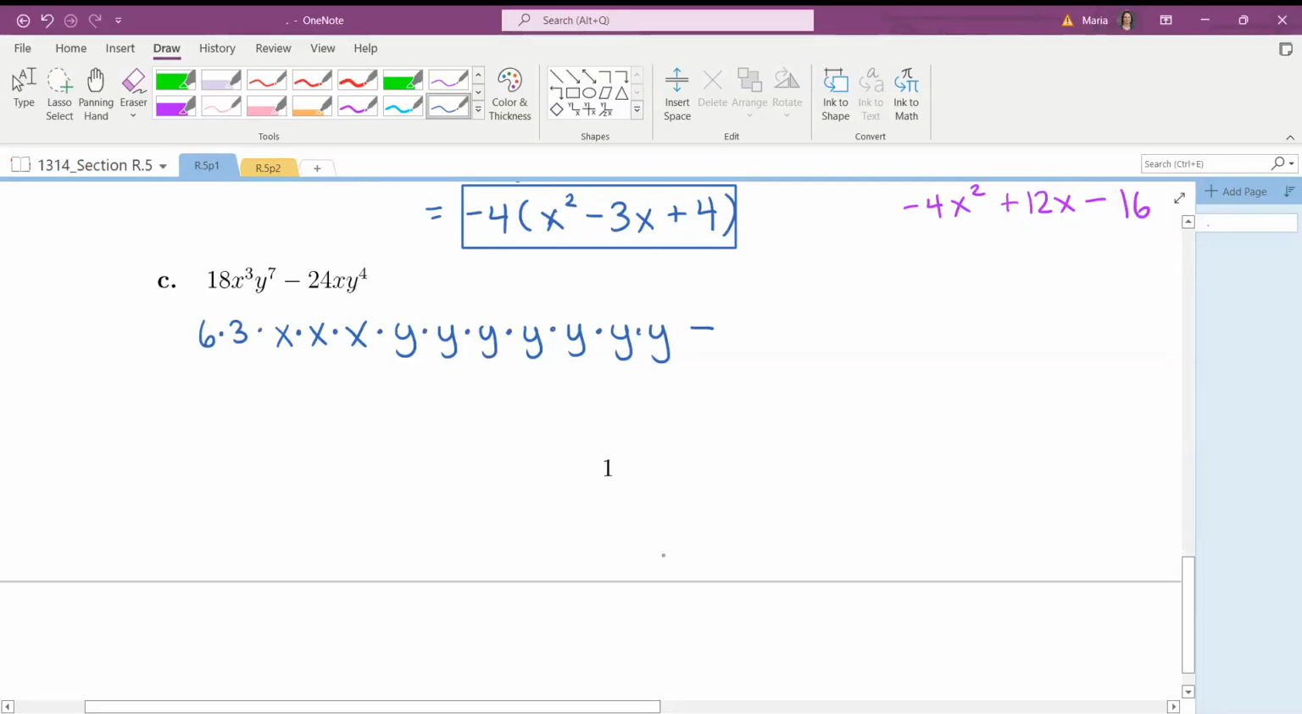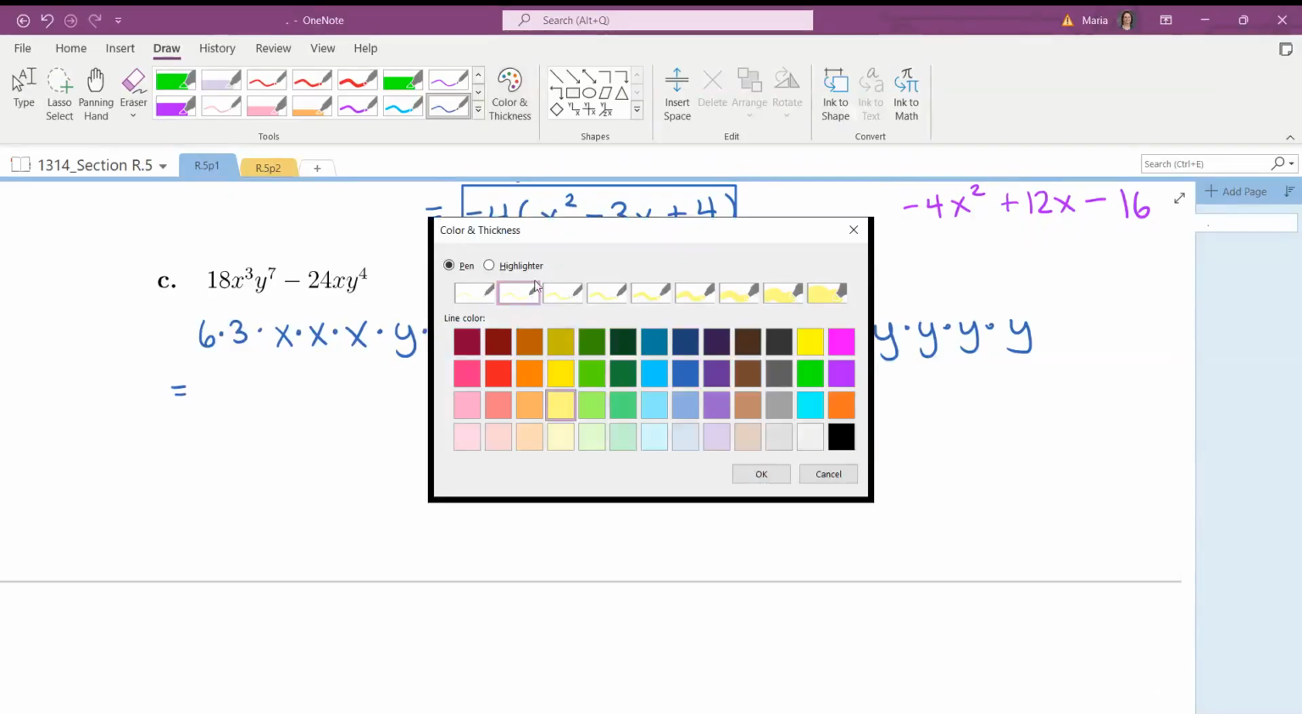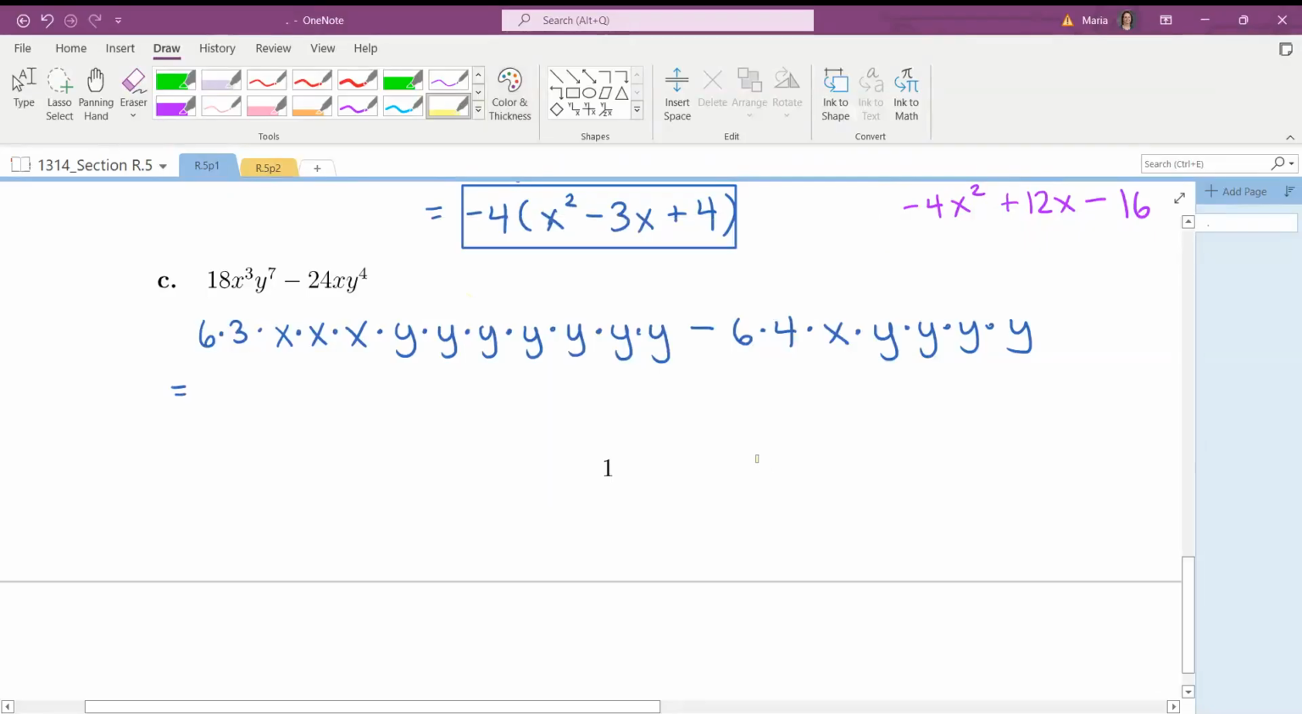Now I've got my subtraction sign. I've got to break down the 24, using a 6. So that's going to be 6 times 4. And then this term only has a single x. Then it's got a y to the 4, so we're going to multiply that by y times y times y times y. That's what you get if you completely break this down. Again, only do this if you have trouble figuring out what your common factor is. It makes it much easier to identify your common factor.